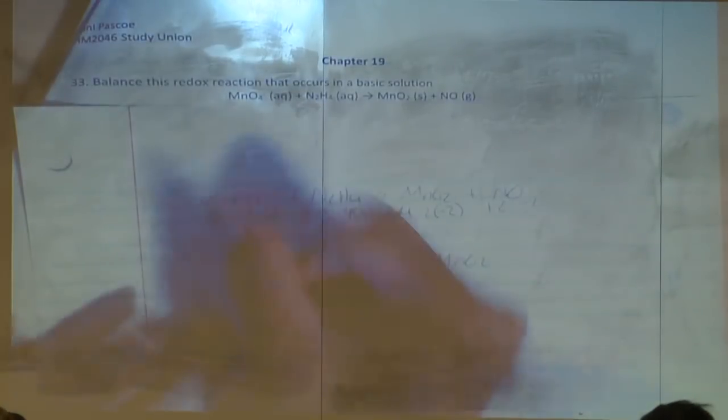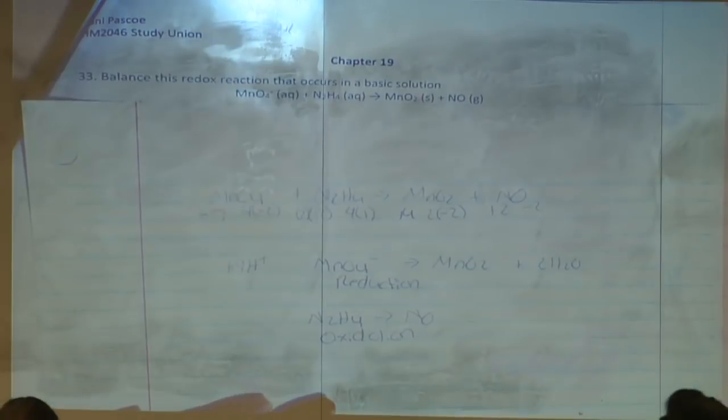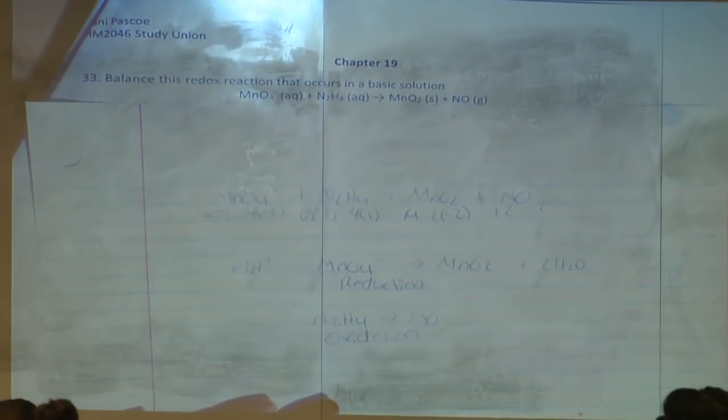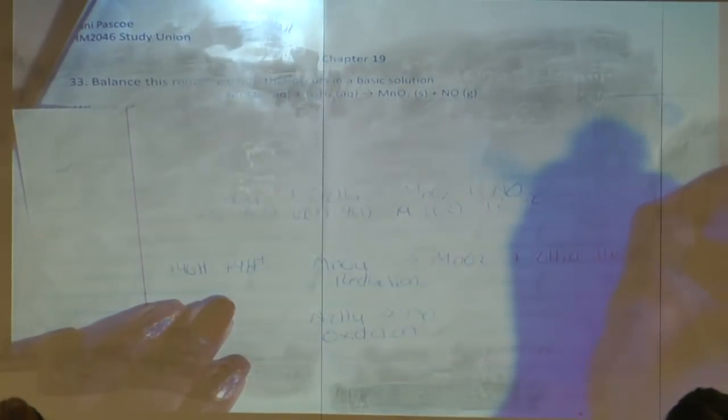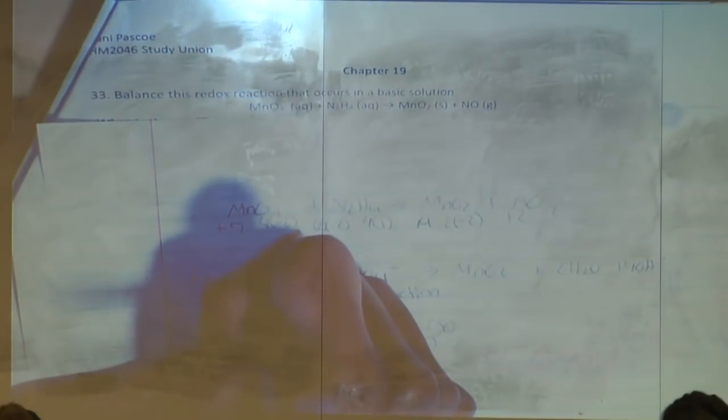So the reduction half isn't balanced, so we're going to add 2 H2O. No, we're going to add to the right side. All right, now the oxygens are the same amount. Now we're just going to balance the hydrogens. So we're going to add 4 H plus to the left. Now because this is basic solution, we need to balance out the hydrogen we just added. So we're going to add 4 OH minus to both sides. And then the OH and the H plus are going to come together, and it's going to create water.